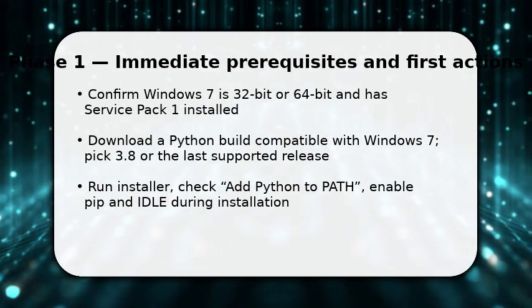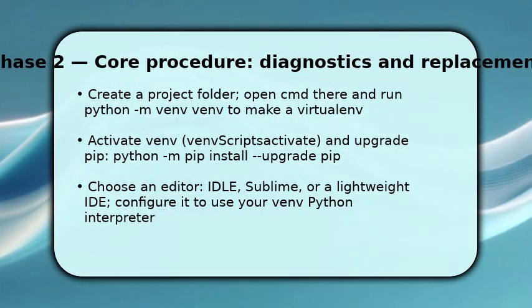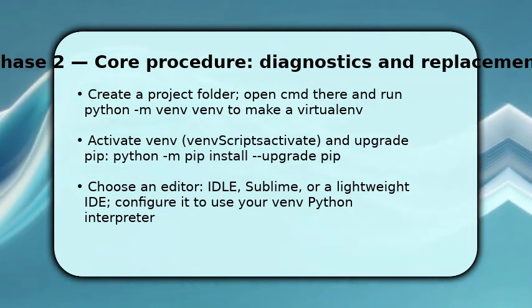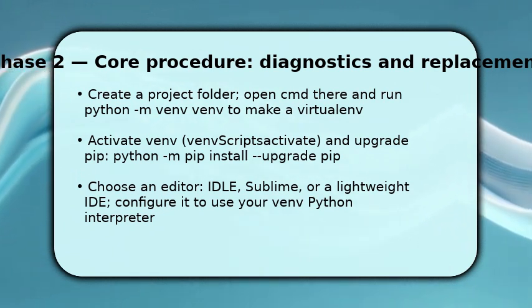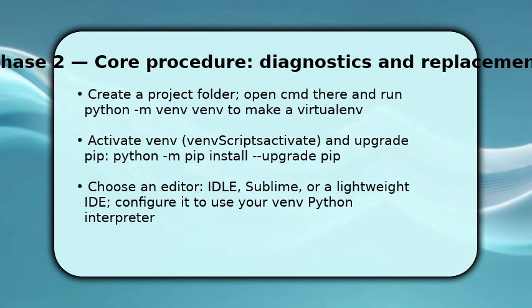Make a project folder and create a virtualenv with python -m venv so dependencies stay isolated. Once the venv is active, upgrade pip and install essentials like requests or pytest. This prevents global conflicts. Choose an editor that runs on Windows 7 and point it at the venv interpreter so run and debug actions use the right environment.